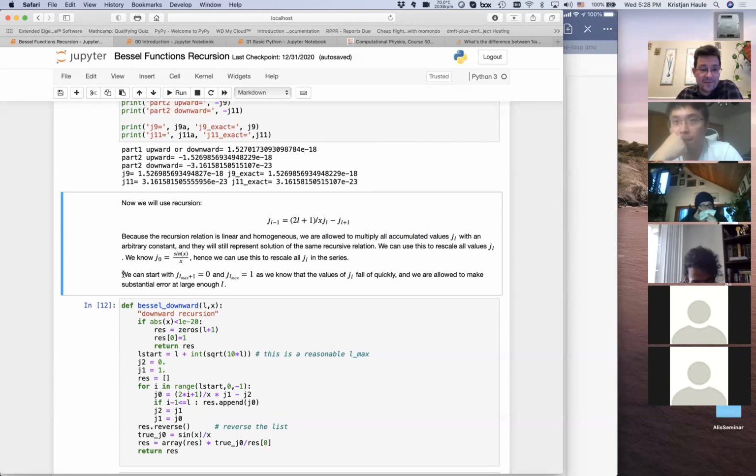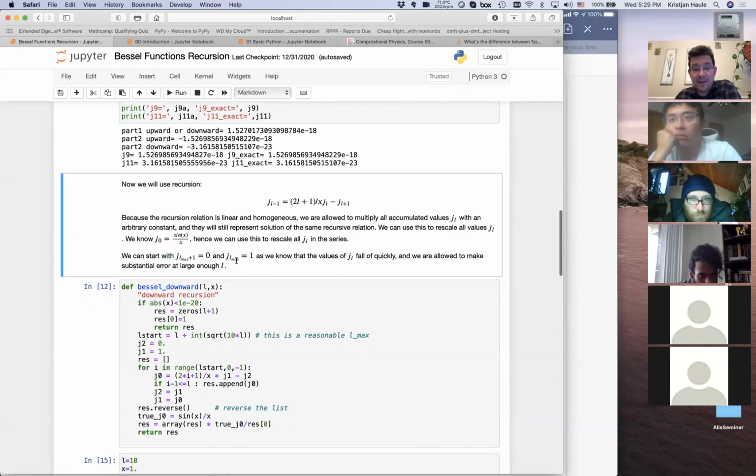Now, what we're going to do is start at some large L, so L max, which is bigger than the L that we need. We need to start somewhat higher. We're going to write J(L max plus 1) equal to 0, and J(L max) equal to 1. That's how we're going to start. Again, this 0 and 1 are somewhat arbitrary. It doesn't matter how you start.